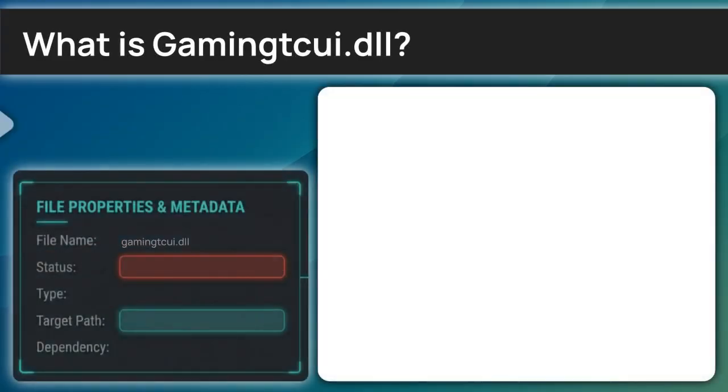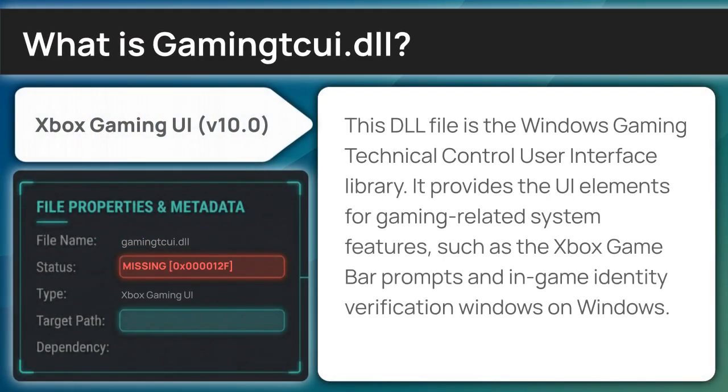This DLL file is the Windows Gaming Technical Control User Interface library. It provides the UI elements for gaming-related system features, such as the Xbox game bar prompts and in-game identity verification windows on Windows. Now that we've covered what the file does, let's jump into our first fix.